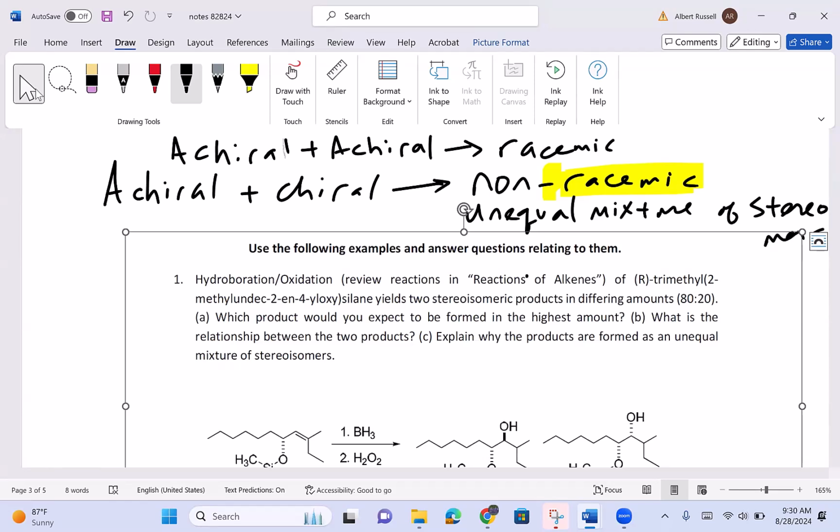So hydroboration oxidation does what? Anybody? I'll buy you lunch if you could tell me what that reaction does without looking it up.